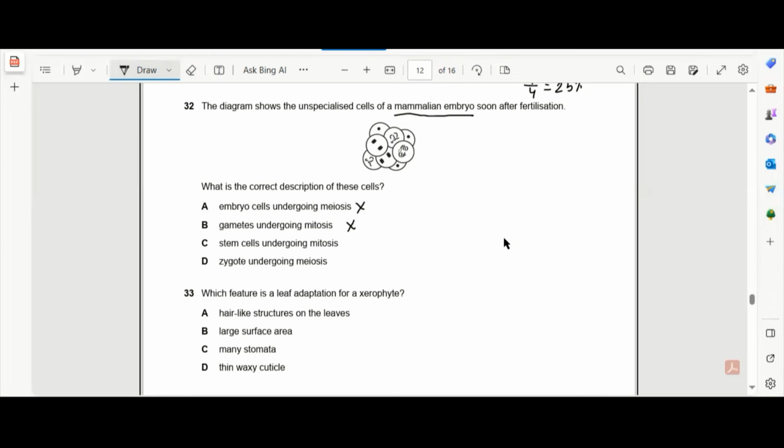Stem cells undergoing mitosis, very accurate, since we know the embryo contains stem cells, which are undifferentiated cells that can convert into any cells in the body. So they will obviously undergo mitosis.